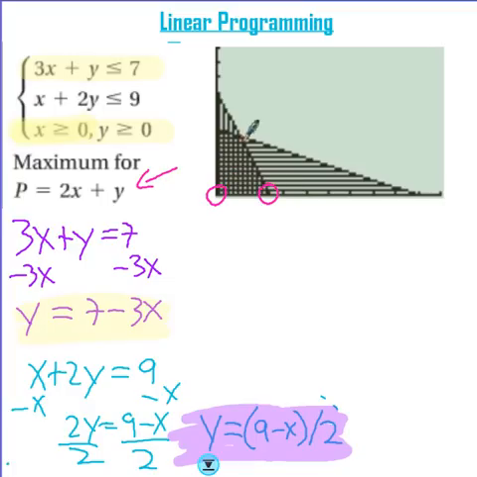This point I know automatically. I know it's 0, 0, and I know without doing any work that if I multiply 2 times 0 plus 0, I'm going to get 0. That's not going to be my maximum function, but there are times when you may need that value. So don't forget about it. Don't just assume it doesn't count.